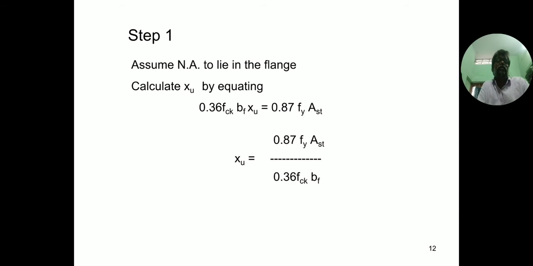Simplifying the above equation, you have to find out the XU. This XU will decide whether the neutral axis is within the flange or outside the flange. We are assuming XU is within the flange. XU is equal to 0.87 Fy AST divided by 0.36 FCK BF.